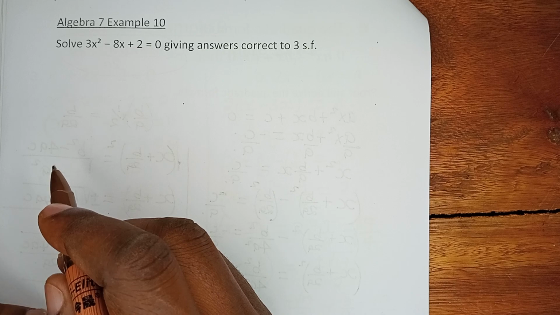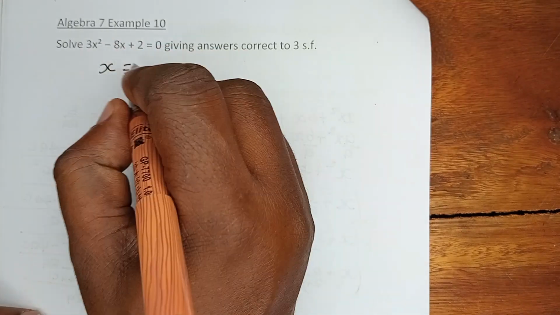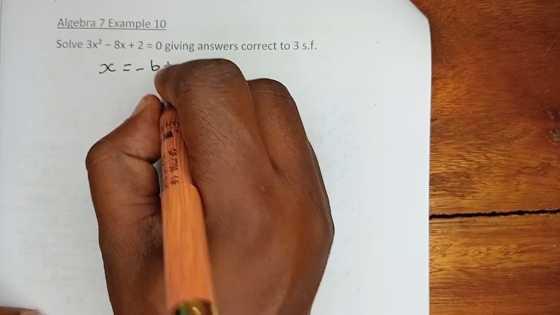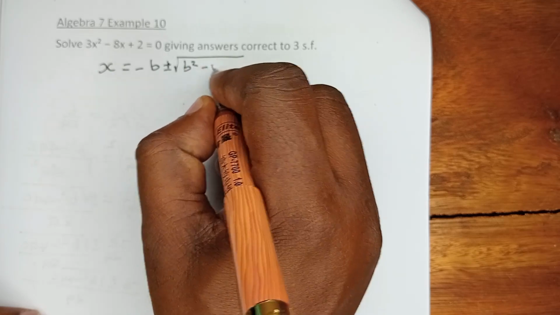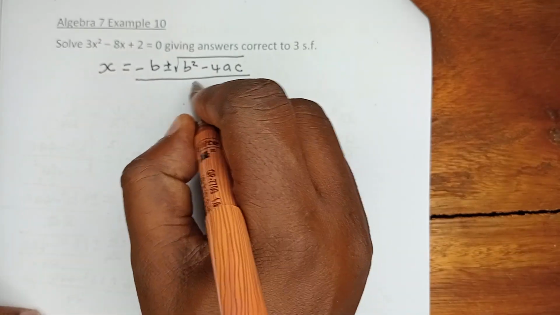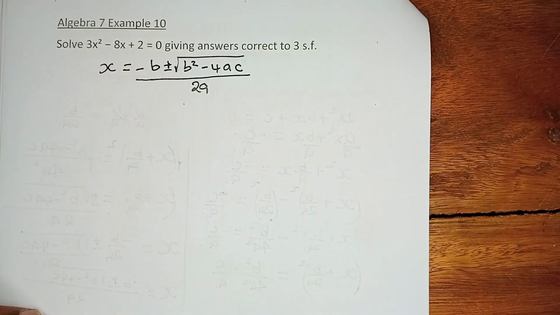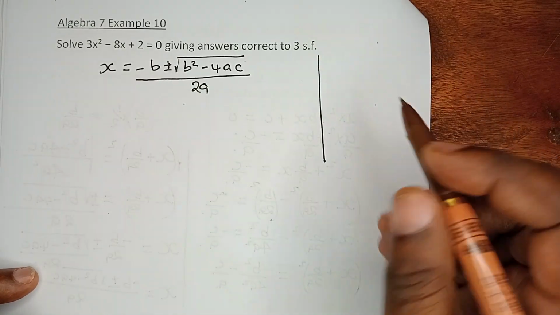The quadratic formula, as you know it now, is x equals minus b plus or minus the root of b squared minus 4ac, and everything over 2a. That is the quadratic formula as understood and also as derived and proved in the previous video. Now I would want us to line up our players here.